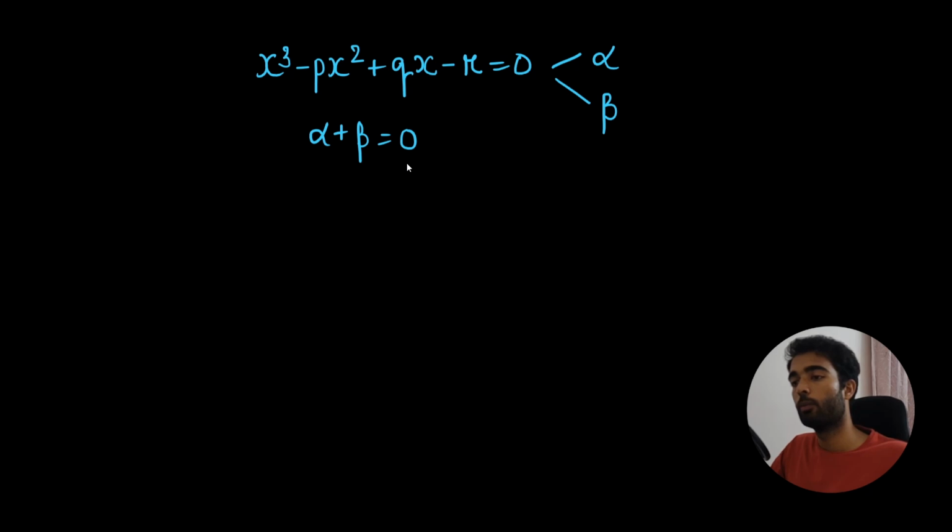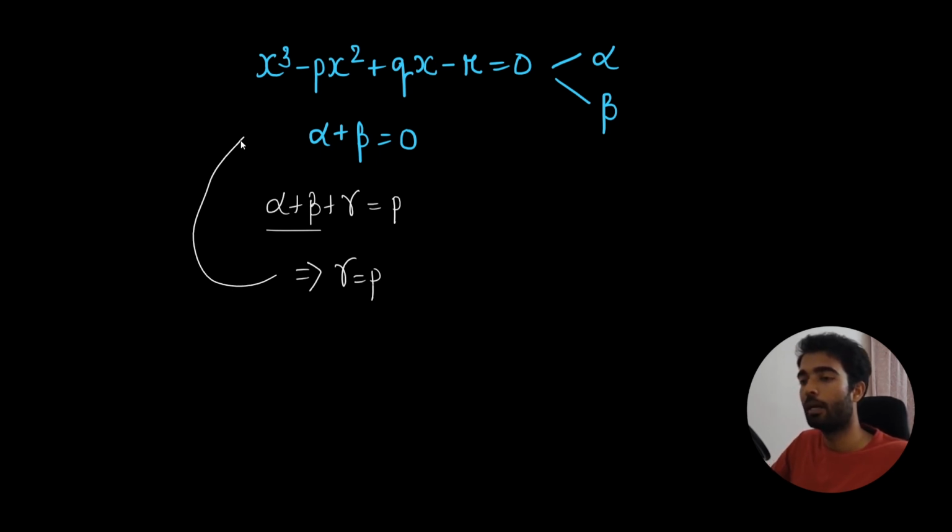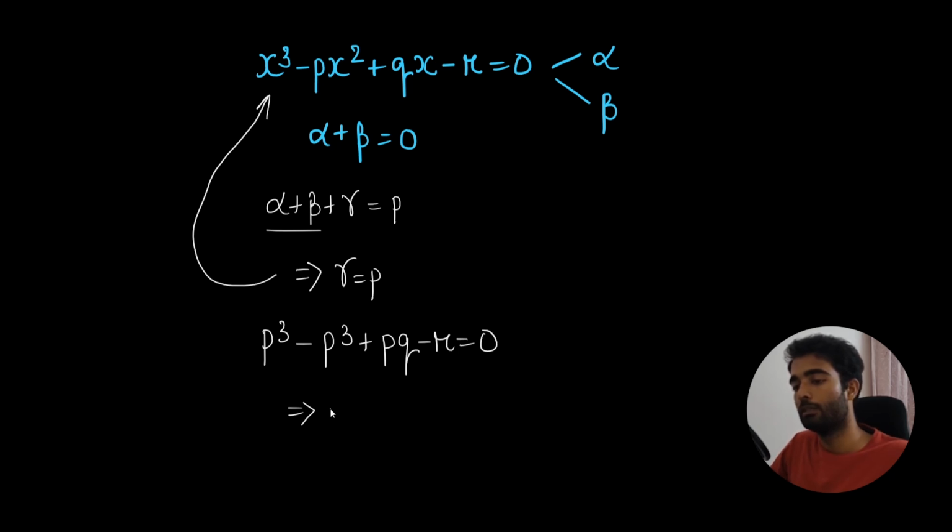Now given this cubic equation where alpha and beta are its roots, it's given that alpha plus beta equals 0. We know that the sum of roots, that is alpha plus beta plus gamma, is equal to p. Now we know that alpha plus beta equals 0, which implies gamma equals p. So it seems that the third root is actually nothing but p. So we will substitute it back in the equation and write that p cube minus p cube plus p cube minus r equals 0, which implies p cube equals r.